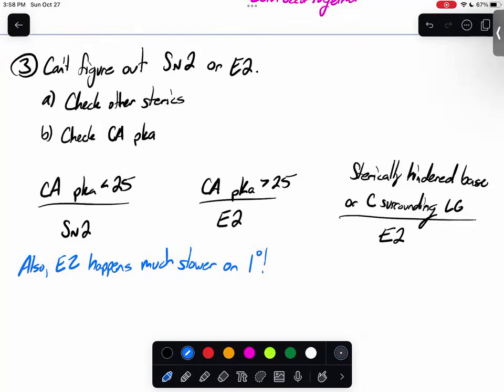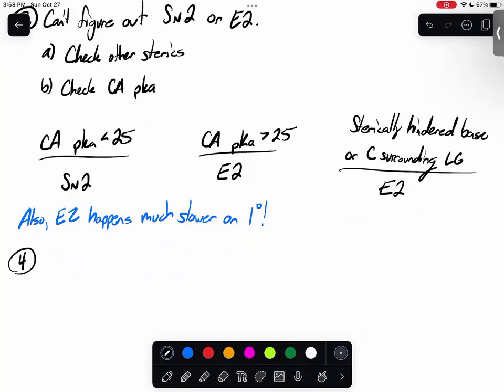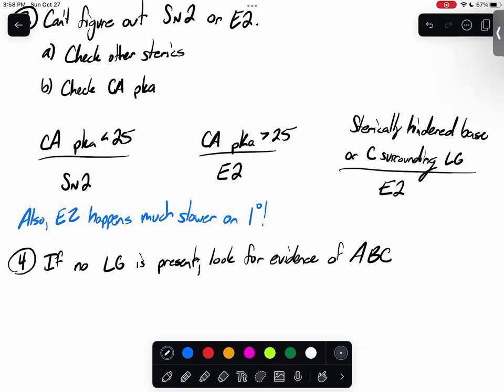The last little thing that we want to pay attention to is if some of these rules have been broken. For example, if no leaving group is present, don't just assume no reaction can occur. I would say look for evidence of acid-base chemistry or other reactions. Okay? So those are some things to keep in mind. For this lecture, we're going to go through multiple examples that are going to allow us to use these ideas and problem solve our way through some example problems.